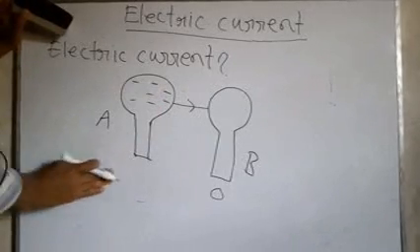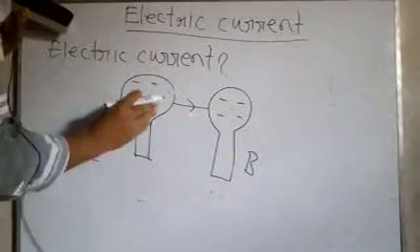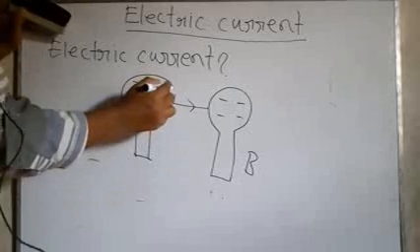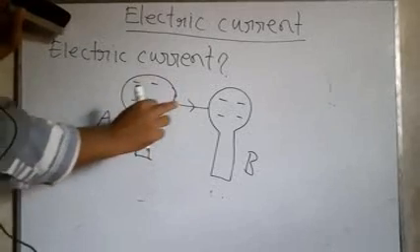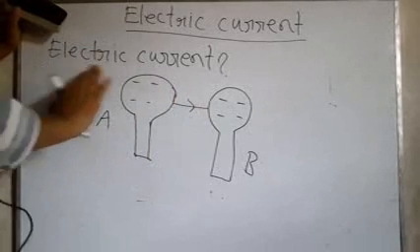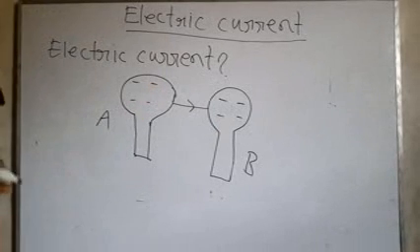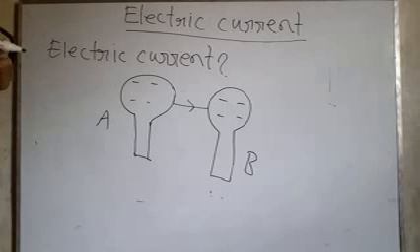When the potential of these two bodies becomes the same, that is, there is no potential difference between body A and body B, there will be no flow of negative charge from body A to body B. That is, when there is no potential difference, there is no flow of charge, any type of charge, be it positive charge or negative charge.